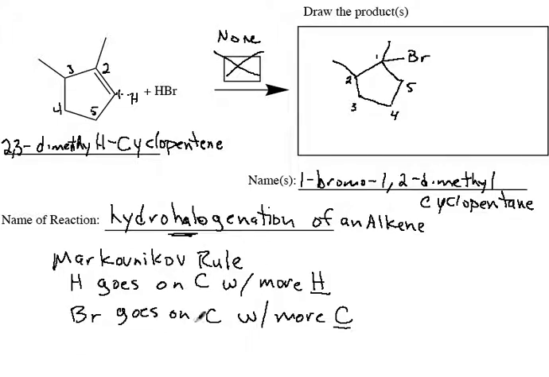So we've done a Markovnikov hydrohalogenation of an alkene. The H added to the carbon that had more H's. It had an H on it already. And the bromine added to the carbon that had more carbons. So bromine added up here. This has now 2 hydrogens on it, and we have created 1-bromo-1,2-dimethyl cyclopentane.